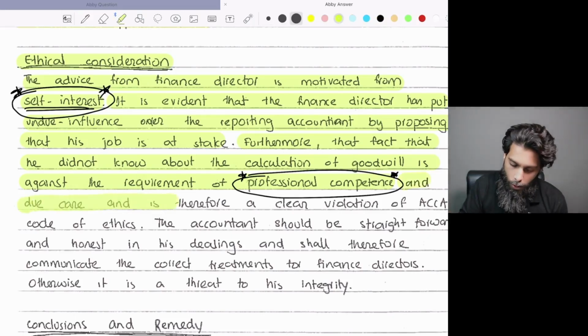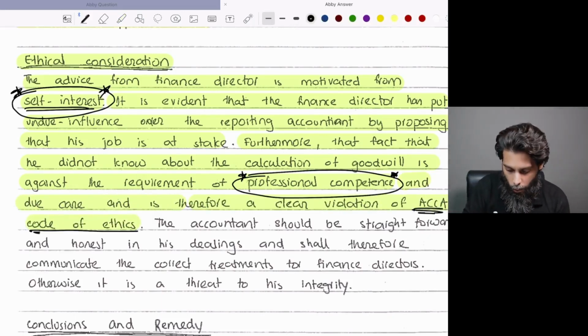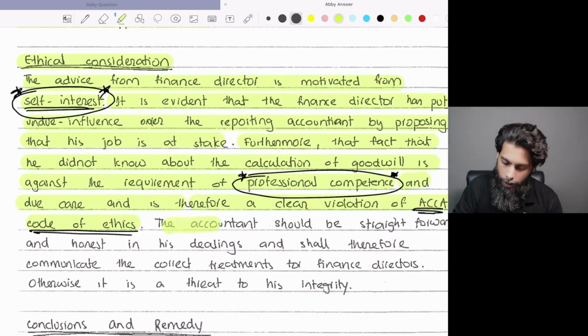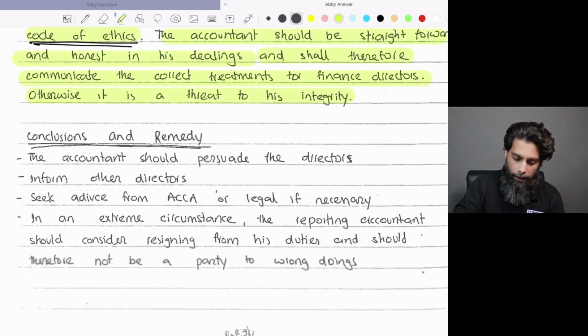And due care, and is therefore a clear violation of ACCA's code of ethics. Try to use such words as well. The accountant should be straightforward and honest in all his dealings and should therefore communicate the correct treatment to the finance director. Otherwise, it is a direct threat to integrity.